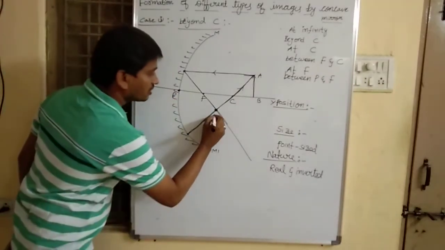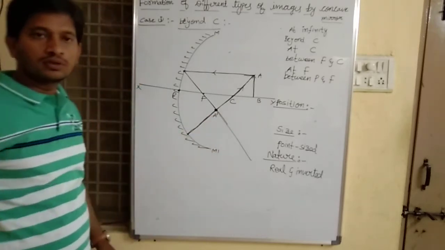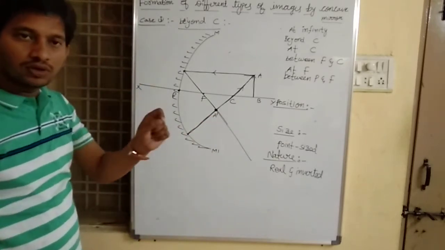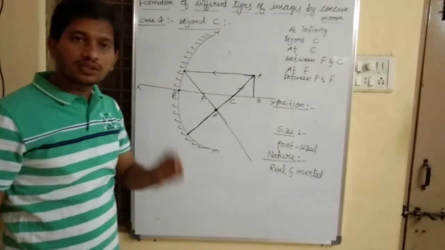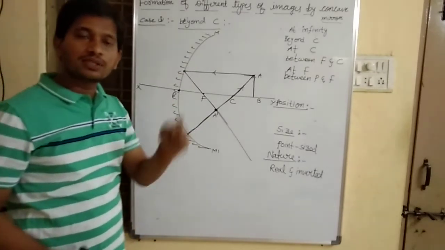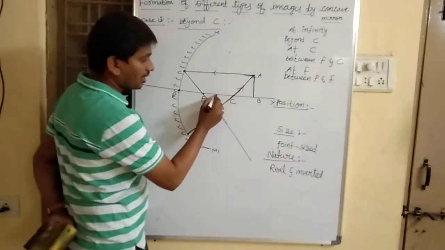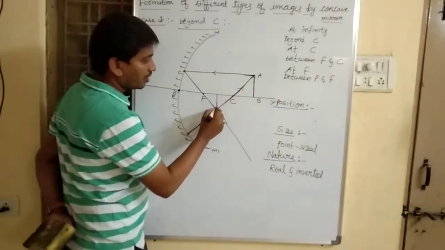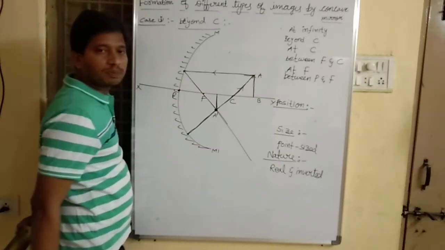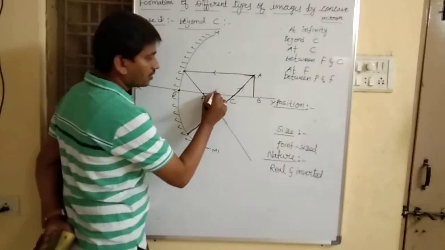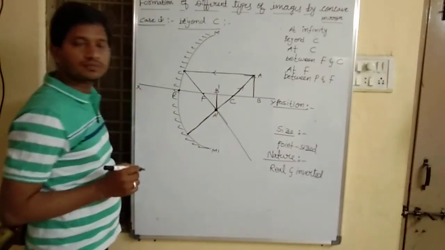This point, which is my A dash, the intersection point is A dash. To get the complete image, we need to draw a perpendicular to the principal axis. So this is our B dash.